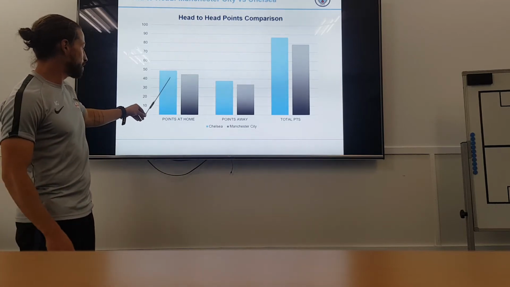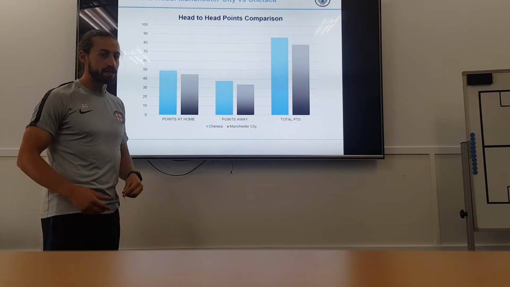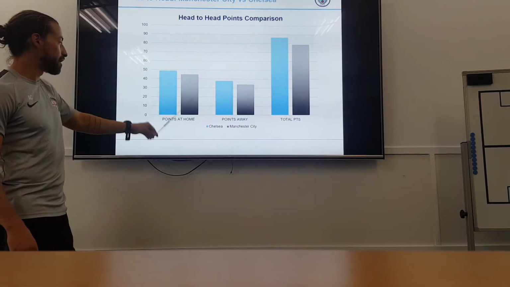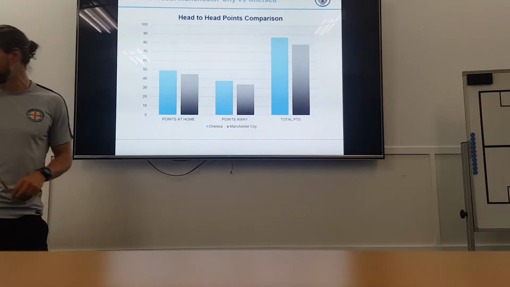If we look at home, they beat us at home. If we look away, they beat us away. So clearly they had more points than us, but they were just better home and away throughout the season. So that's just saying that straight from the get-go, we need to improve for the following season.